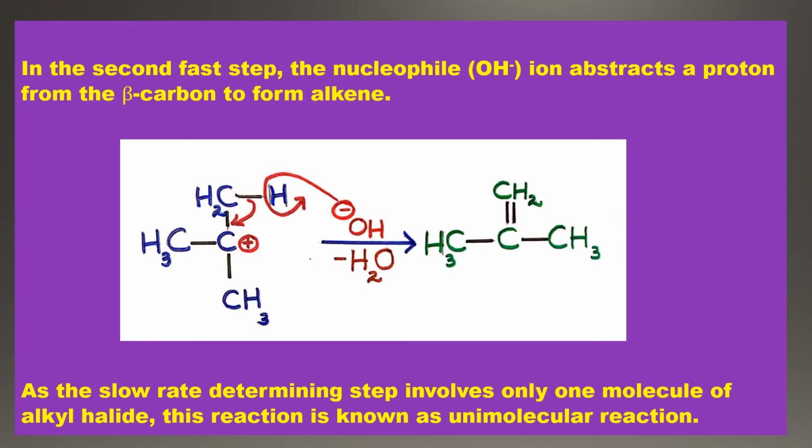Okay. So if you observe the first step, students, it involves only one molecule, that is tertiary butyl bromide, or generally a tertiary alkyl halide. That is the slow step and also the rate determining step. So the first step involves only one molecule, and hence this reaction is said to be a unimolecular reaction. Okay, students, clear? So this is about the E1 mechanism.